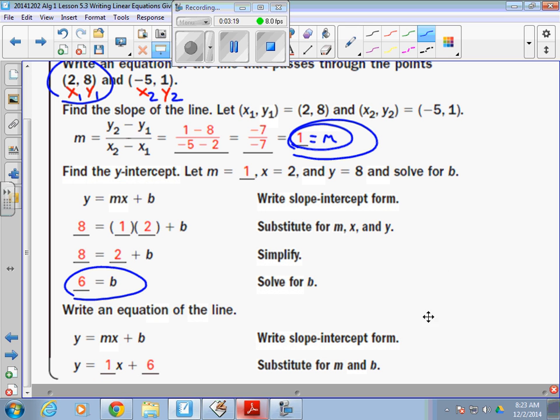Remember, you don't have to write y equals 1x plus 6. You would simply write this as y equals x plus 6, mx plus b.